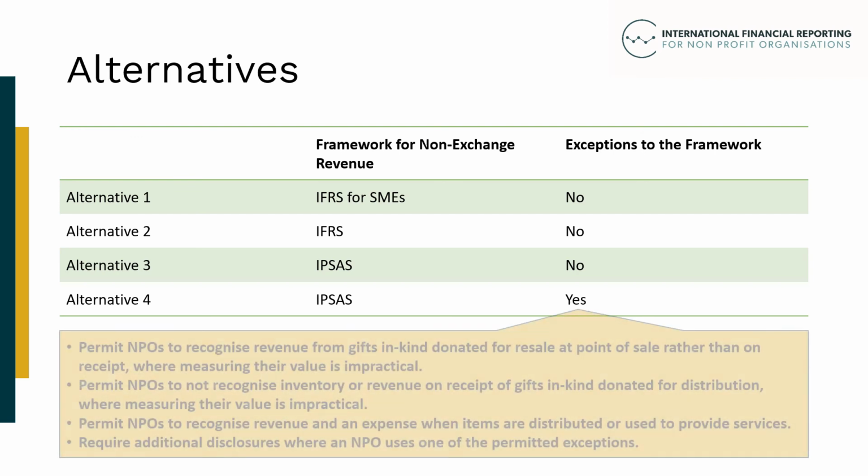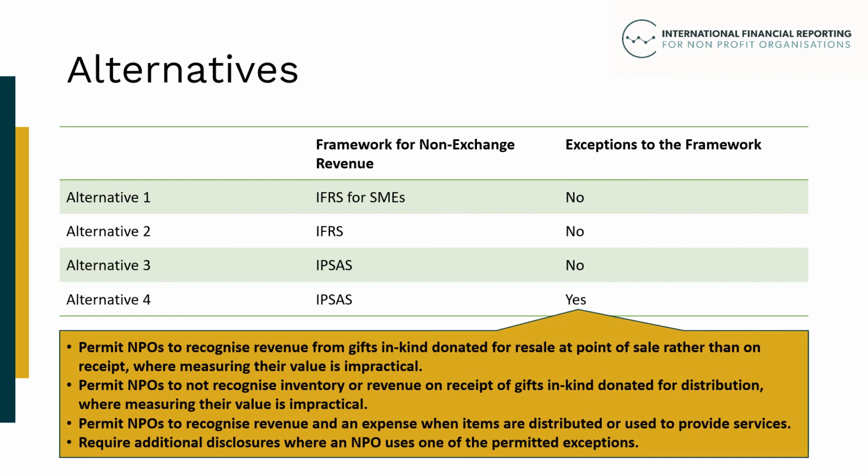These exceptions are to permit NPOs to recognise revenue from gifts in kind donated for resale at point of sale rather than on receipt, where measuring their value is impractical. Permit NPOs to not recognise inventory or revenue on receipt of gifts in kind donated for distribution, where measuring their value is impractical. Permit NPOs to recognise revenue and an expense when items are distributed or used to provide services. Require additional disclosures where an NPO uses one of the permitted exceptions.